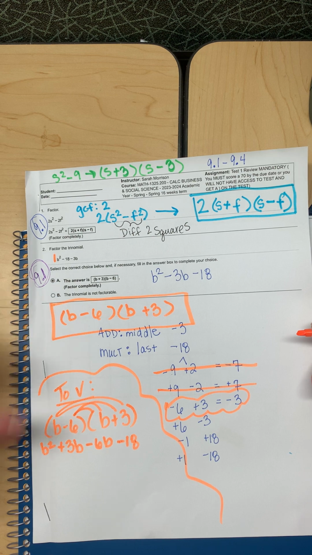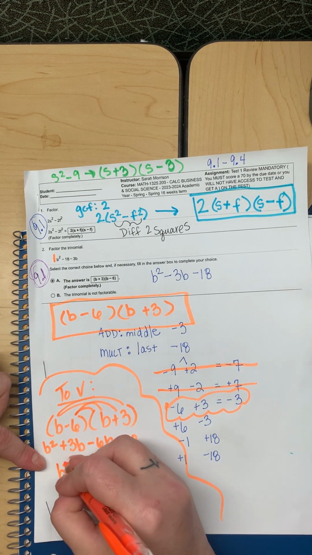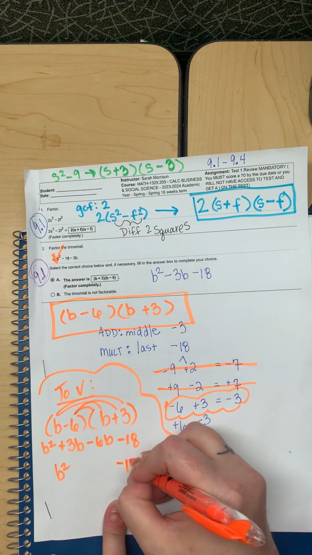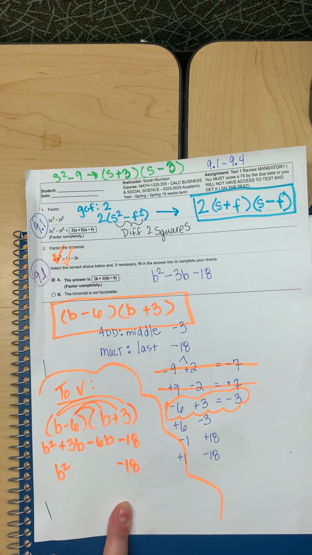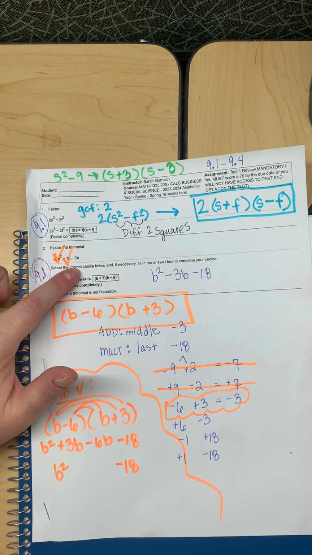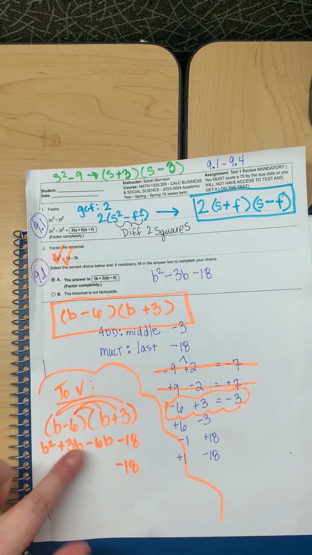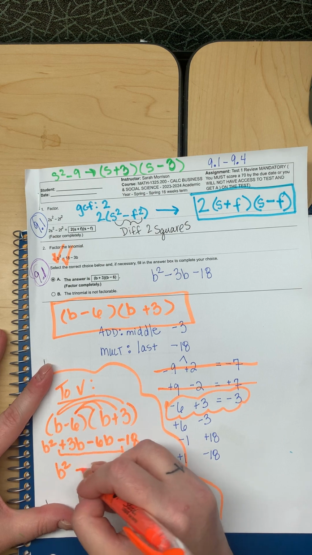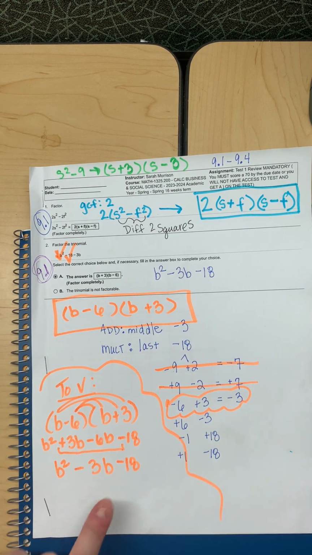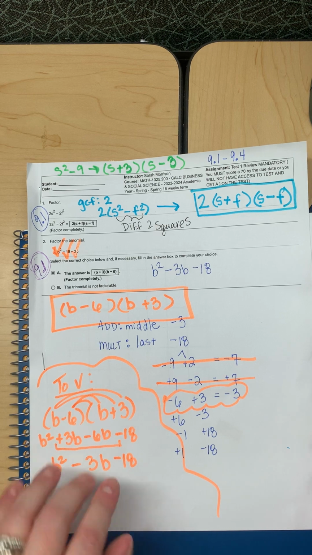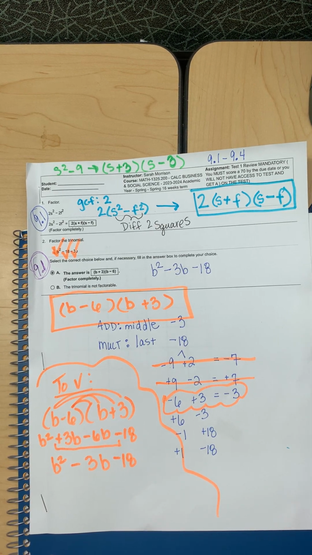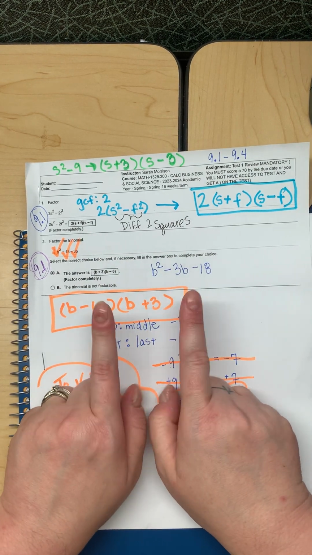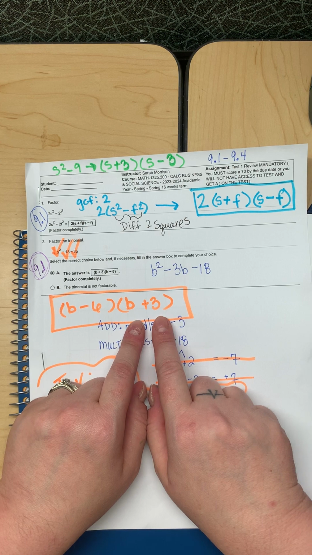And then I see the b squared that I started with. Woohoo! I see the negative 18 that I started with. But what about that negative 3b that I started with? Is that what this is? Well, sure enough it is. 3b minus 6b is negative 3b. That's what we started with. It's kind of rearranged, but since it's just a rearranged version of what we started with, that means that b minus 6, b plus 3 is the answer. Woohoo!